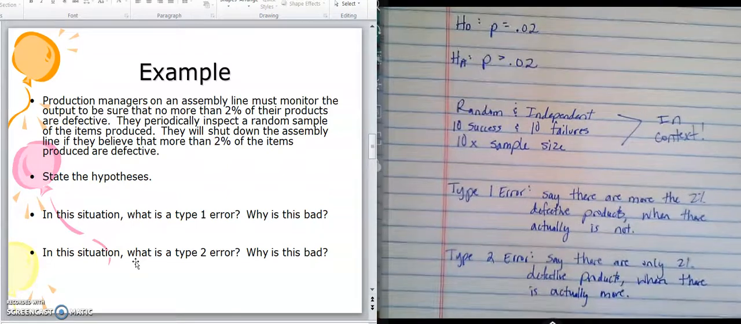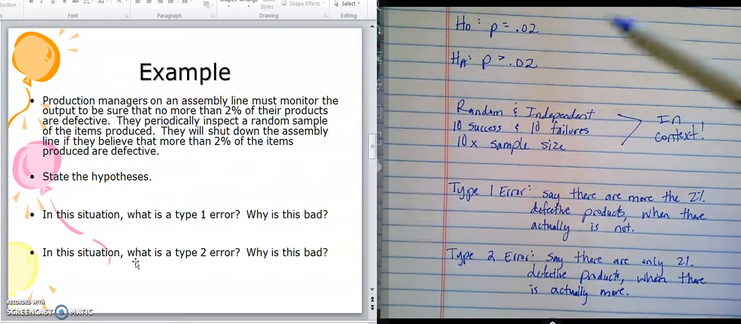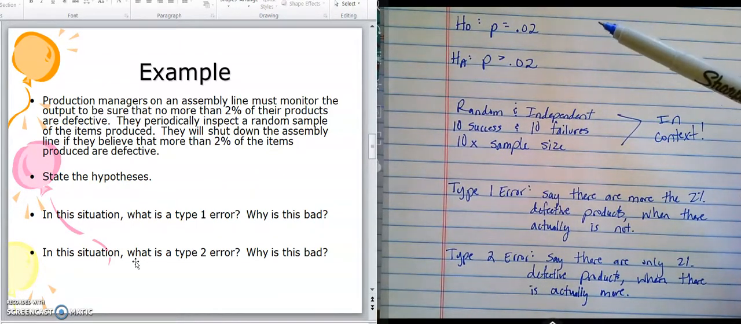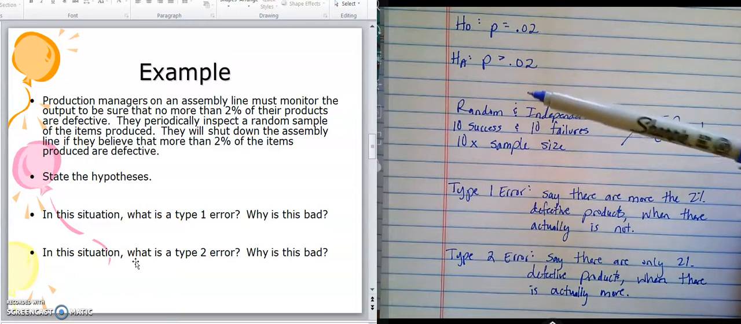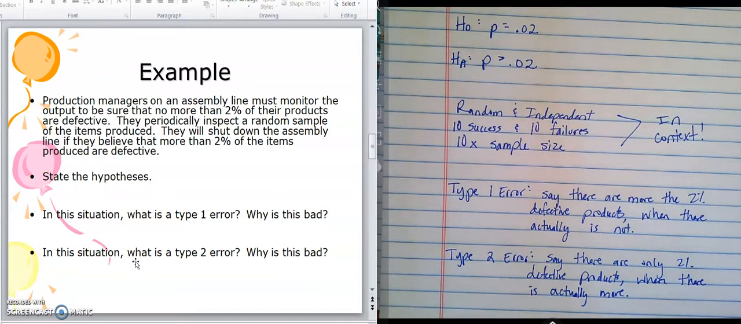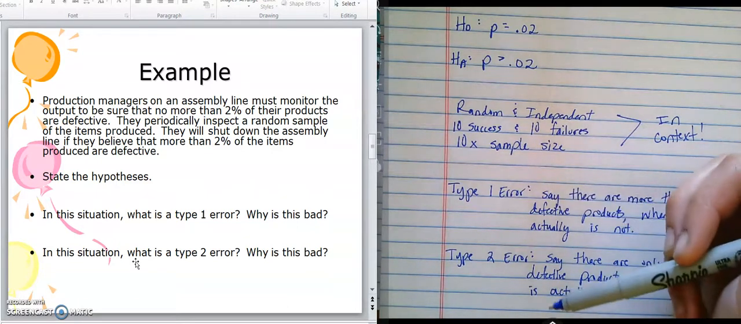So why is this bad? Because if I say that, no, I only have 2% defective products, my products are doing just fine, but really there's more than 2%, that means I am now shipping out more than 2% defective products. The people are going to have a lot more problems with whatever I'm creating. So make sure you know the difference between a type 1 and type 2 error.